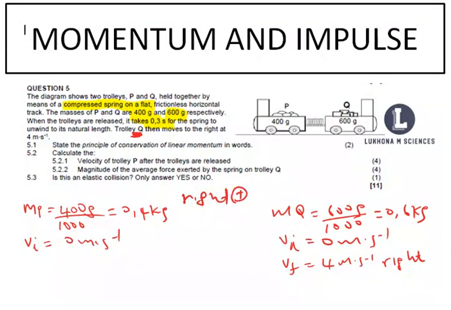Let's take right as positive, which means left will be negative in whatever we calculate. All right, let's go straight to the question. The first question says state the principle of conservation of linear momentum in words. That is 2 marks. The principle of conservation of linear momentum states that in an isolated system, the total linear momentum is conserved.